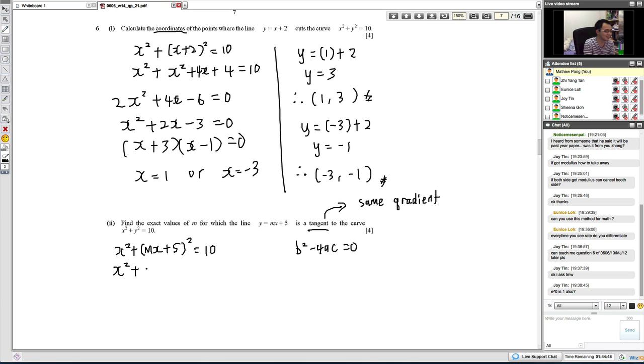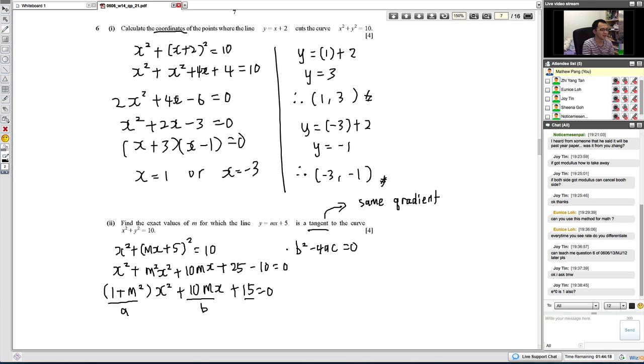Okay, this one seems a bit different. Never mind. Just do first m squared x squared plus 10mx plus 25 minus 10 equals 0. So I will factorize out x squared. This is 1 plus m squared. And this is plus 10mx plus 15 equals 0. Your a equals 1 plus m squared, your b equals 10m, and your c equals 15. Then I will substitute into here, and b equals 10m. Of course, this one will give you b squared minus 4ac, with c as 15, equals 0.